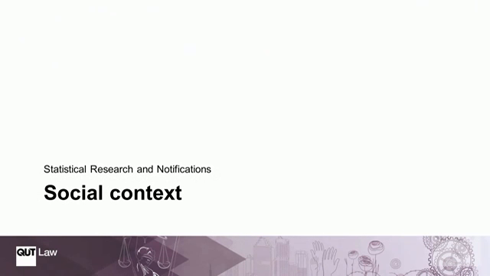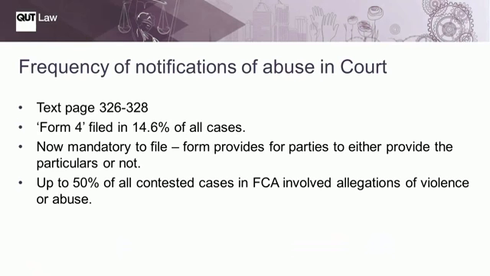Let's move on though to look at some of the research about the prevalence of issues of abuse being raised in court cases, and also some of the broader research about the occurrence of abuse as reported in the community at large. A summary of the frequency of abuse being raised as an issue in court proceedings is contained at pages 326 to 328 of your prescribed text, Family Law Principles.